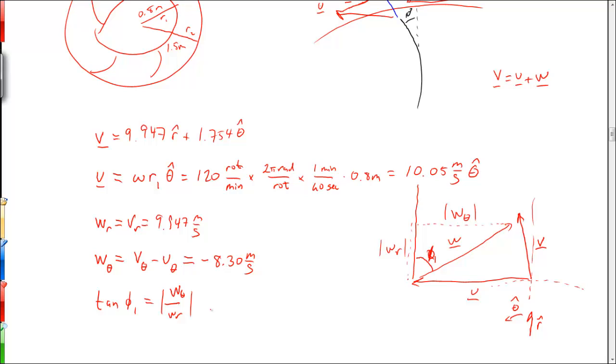And when we do that, we find that phi is equal to the inverse tangent of 8.30 over 9.947, which is equal to 39.84 degrees. So that's the angle that we have to have our blades so that the flow coming into the rotor is parallel to that leading edge of that blade.